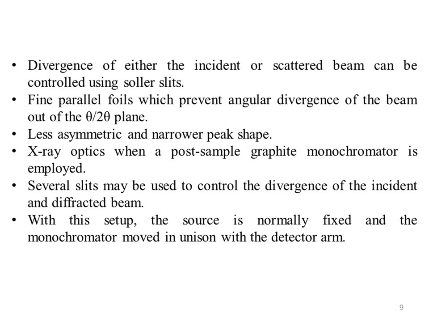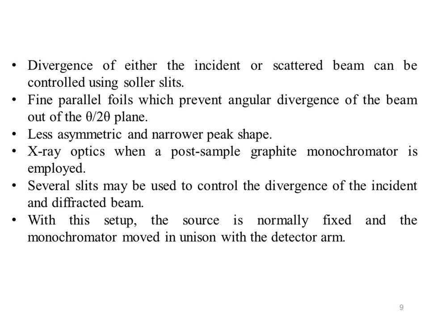Sideways divergence of either the incident or scattered beam can be controlled using Soller slits, as shown in the right hand photograph above. Inserted in the X-ray beam path, these consist of a set of fine parallel foils which prevent angular divergence of the beam out of the theta over 2 theta plane. This gives a less asymmetric and narrower peak shape, especially at low scattering angle.